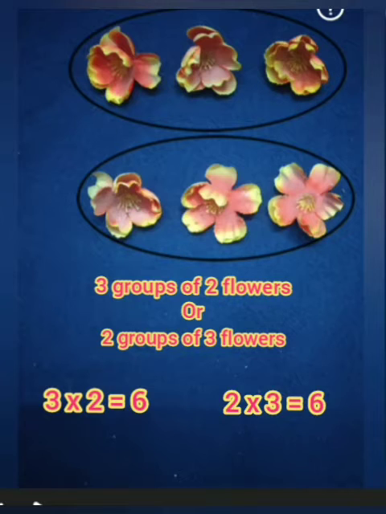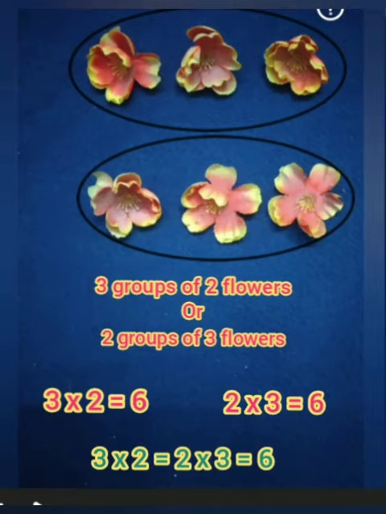So we can say 3 multiplied by 2 is equal to 2 multiplied by 3, which is equal to 6. So friends, in both the cases, the numbers we have multiplied are the same. Only their order has changed. So when numbers are the same, we can multiply them in any order and the answer will remain the same.